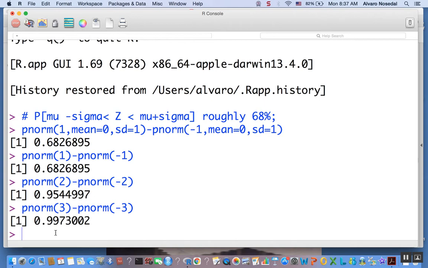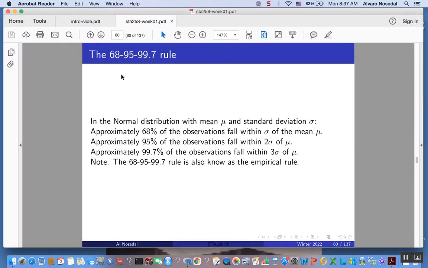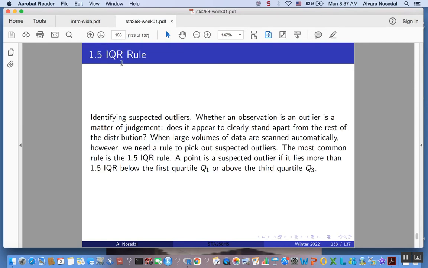Let's talk about the second objective of this video, the 1.5 IQR rule. Let me go back to our lecture notes here. As we mentioned at the beginning of our video, this rule is going to help us identify potential outliers. So the idea is the following. We are going to compute two numbers.